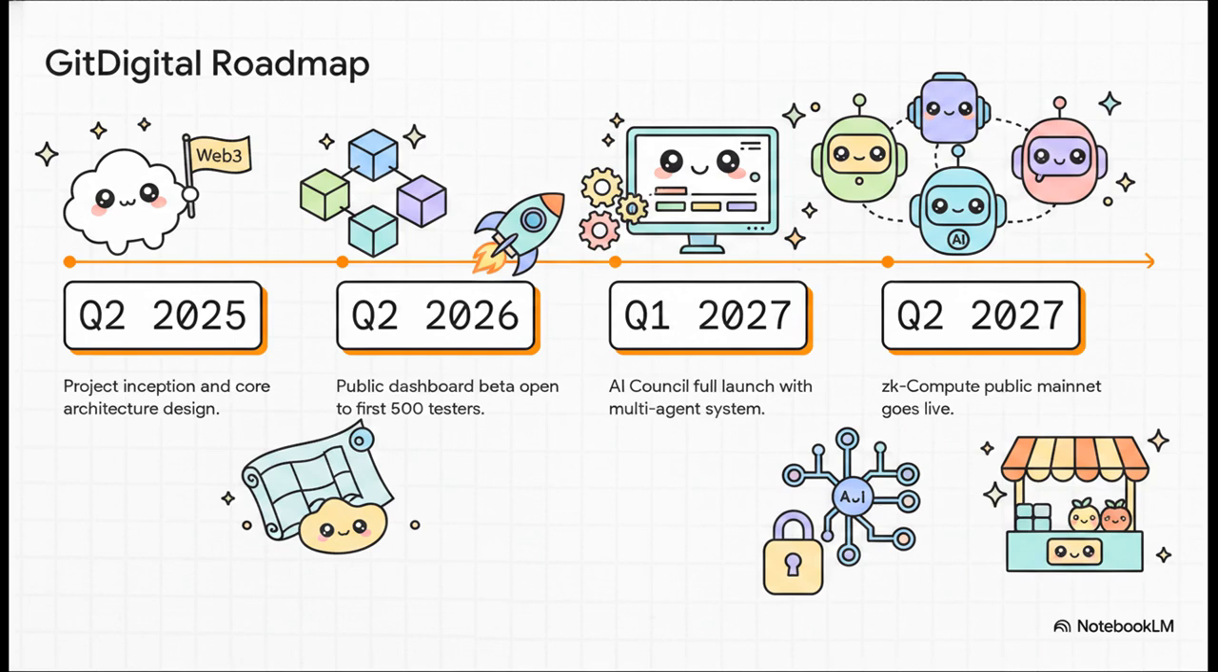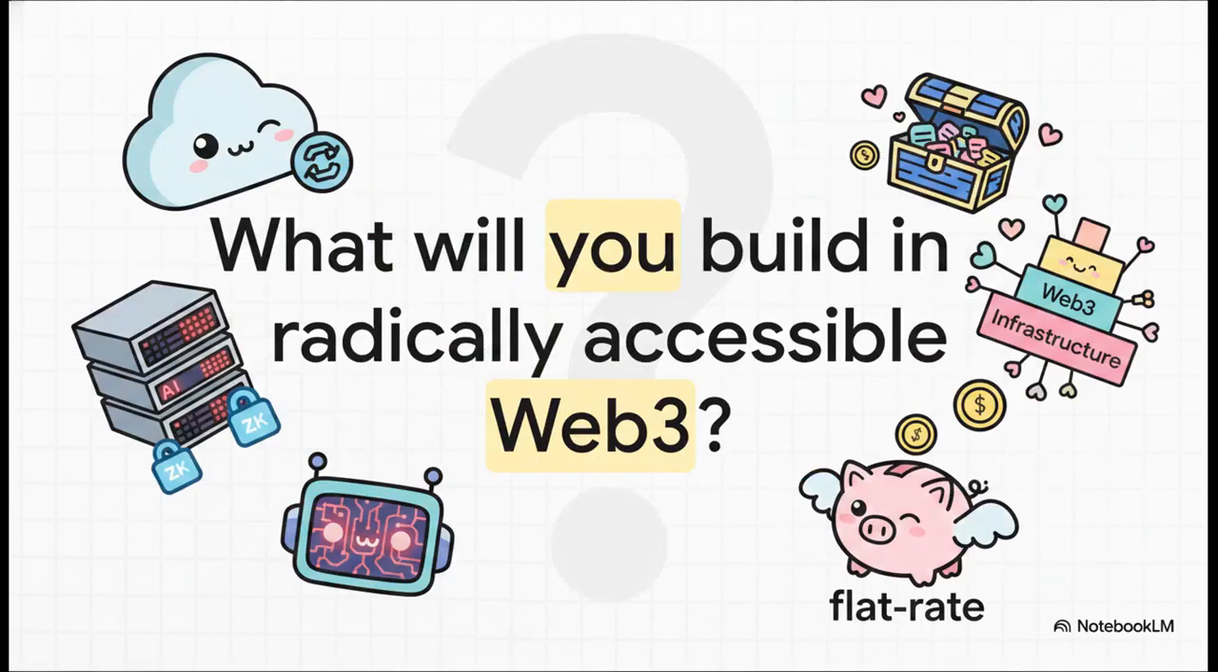We've seen how GitDigital is completely dismantling the old barriers to entry. They're taking these fragmented, wildly expensive platforms and replacing them with a sleek, integrated, open-source stack. So I want to leave you with this final provocative thought to chew on. Now that high-tier Web3 infrastructure, absolute zero-knowledge privacy, and powerful AI tooling are finally flat-rate, secure, and radically accessible to everyone, what extraordinary things are you going to build for the future?